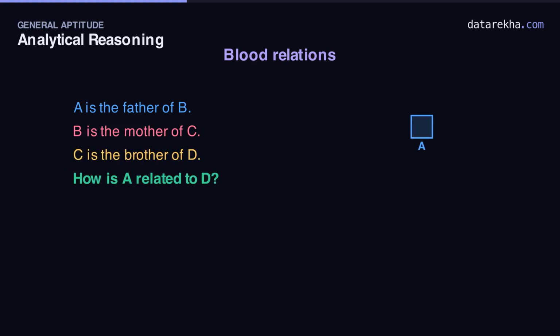A is the father of B. B is the mother of C. C is the brother of D. How is A related to D? Build the tree top down. A is the father of B. So B hangs below A, is the mother of C, and since C and D are brother and sister, of D too. Both children of B, side by side on the bottom row.